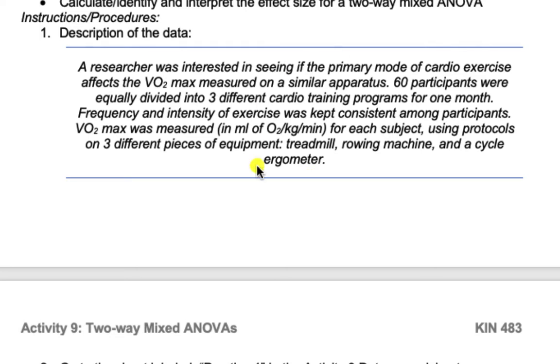So from the description of the data, we can see that we've got people who are equally divided into 3 different cardio training programs. So the type of training program or exercise would be our between subject independent variable. And then it says here that we measured VO2 max using 3 different pieces of equipment on each person. So this would be our within subject independent variable. Each of our variables has 3 levels. So 3 different cardio training programs and then 3 different protocols or 3 different pieces of equipment.